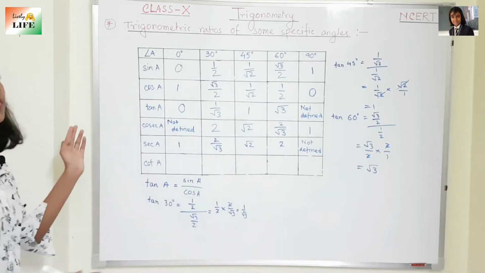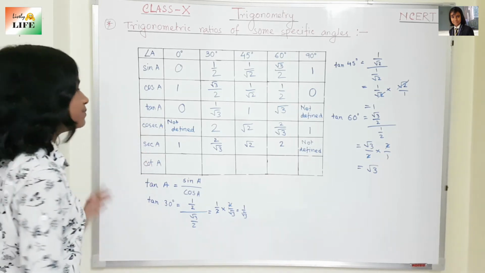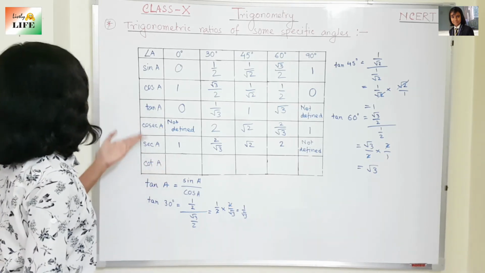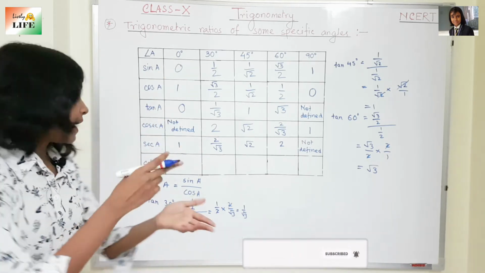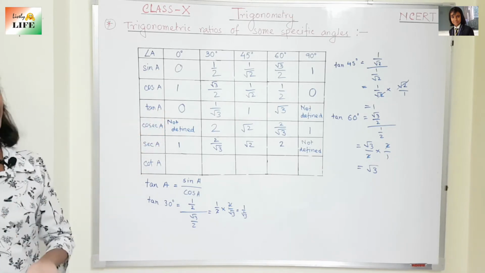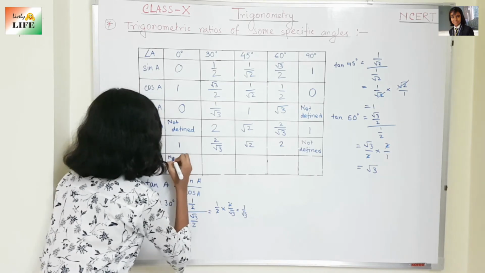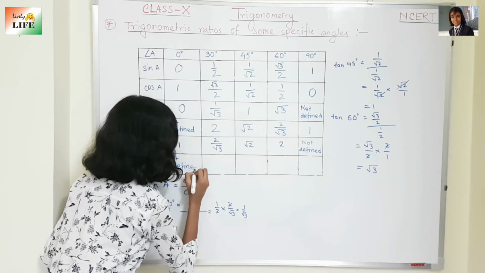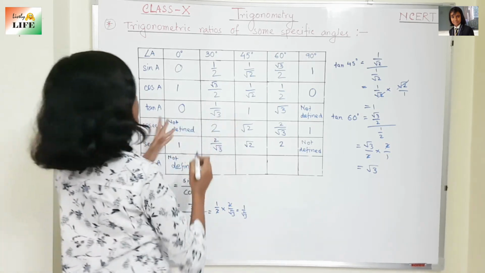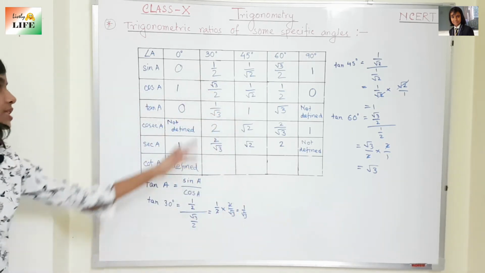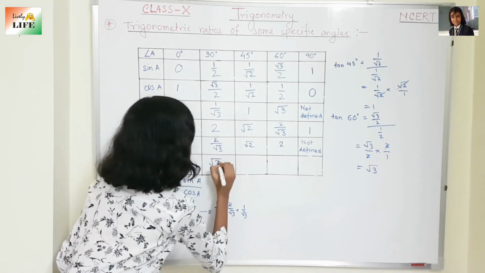Okay. Now let's move to the last one, that is cot. Cot is the reciprocal of tan, same. Tan 0 degree is 0. Then the reciprocal of 0 is 1 by 0. Again, can 1 be divided by 0? No. So cot 0 will be not defined. Now let's move to the next one, that is cot 30. It is the reciprocal of tan 30, which is 1 by root 3. So the reciprocal of 1 by root 3 is root 3. So cot 30 will be root 3.